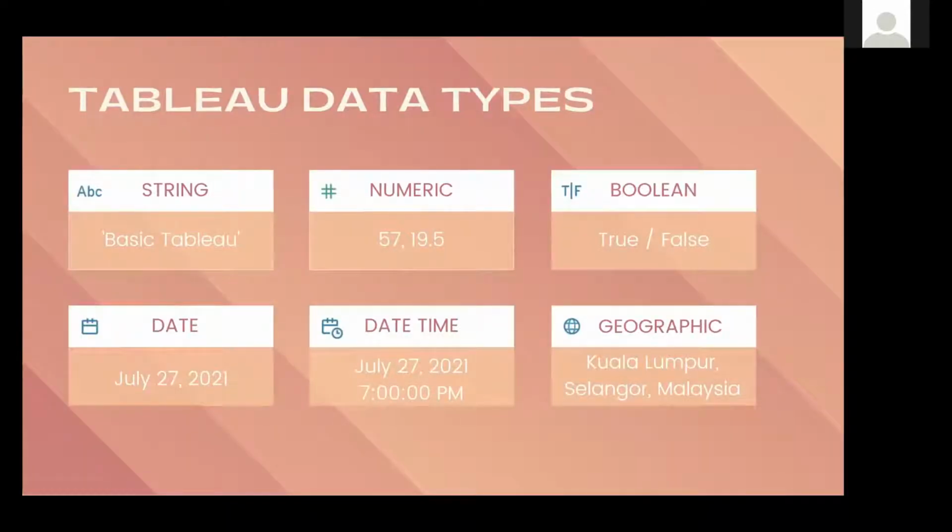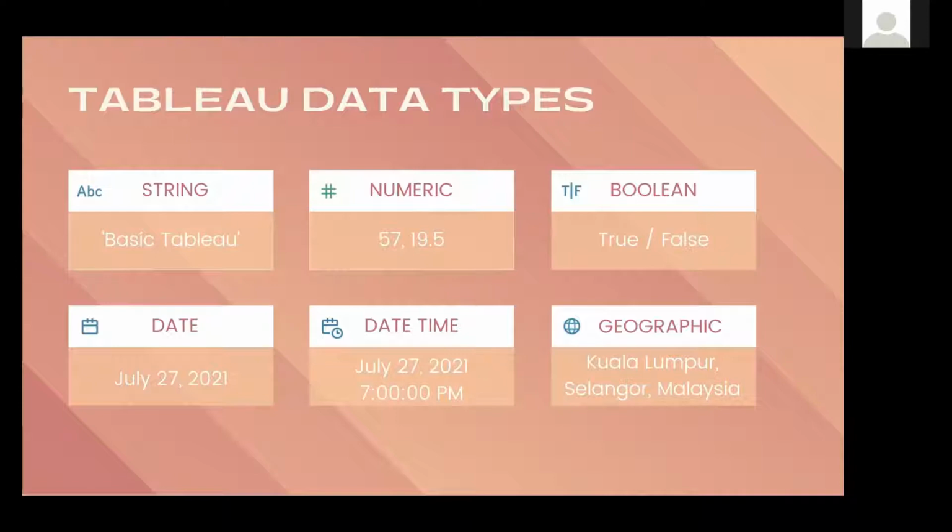Okay, so Tableau data types. In Tableau, right, we have 6 different data types, which are string, numeric, Boolean, date, time, and geographic. Tableau also has different icons for each data type. For string, we have ABC, for numeric, we have a hashtag, for Boolean, we have TF or true false. For date, we have a calendar, for date time, we have a calendar and clock, and for geographic, we have the globe.